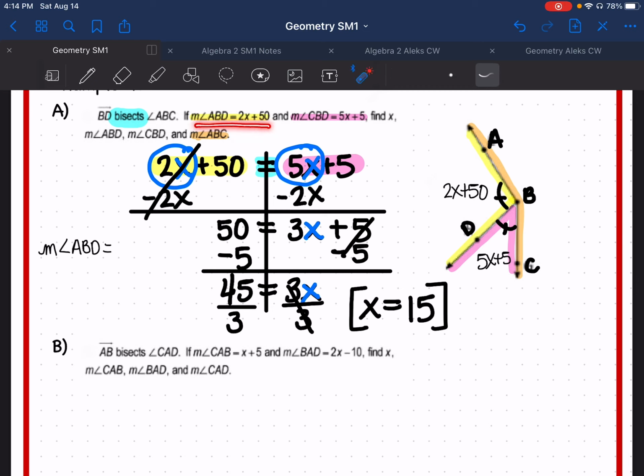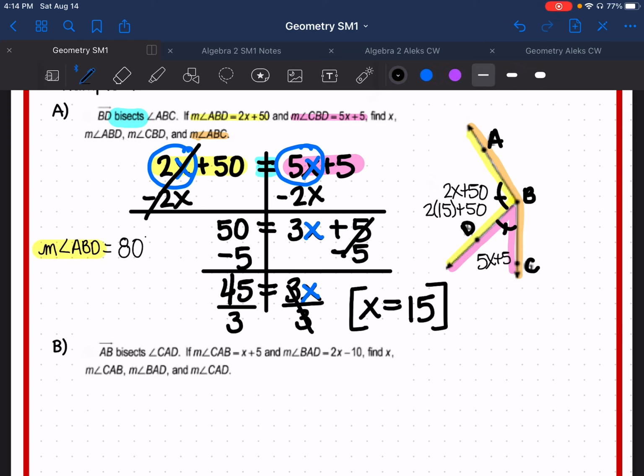ABD is the yellow one right here, or I can come over here and find it right here. All I have to do is 2 times 15 plus 50. Well, 2 times 15 is 30, plus 50, 80. There we go, 80 degrees. And that was my yellow one.